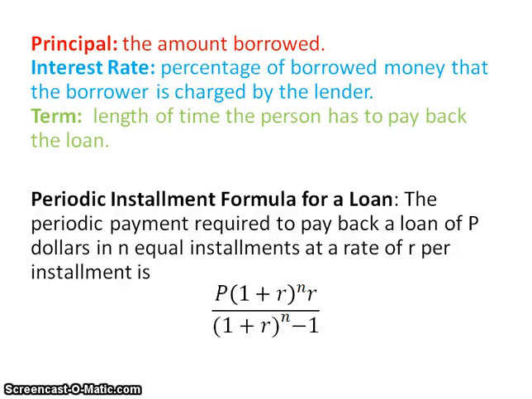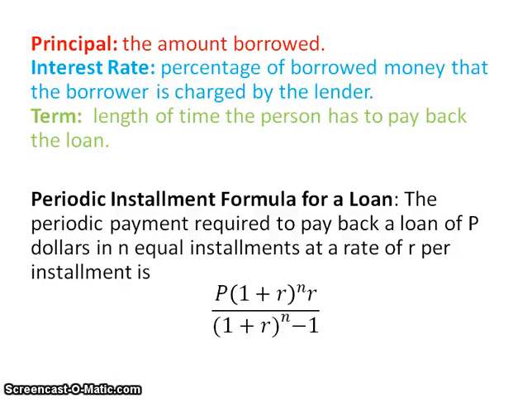So here's our formula that we're going to use today. We have a principal, that's the amount we're going to borrow, and an interest rate, that's the percentage of the borrowed money that the borrower is charged by the lender. In order to borrow money, you have to pay them to borrow their money. And then the term is the length of time. This information, especially the interest rate and the term, today we're going to base on months. So if they give you an annual rate, divide by 12 to get the monthly rate.